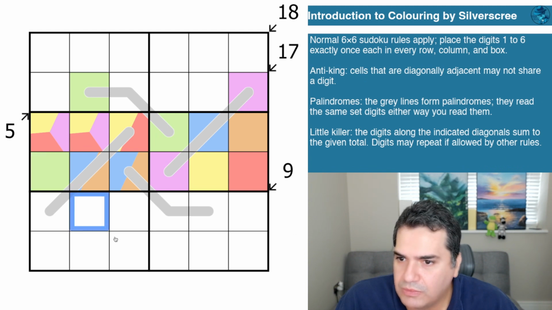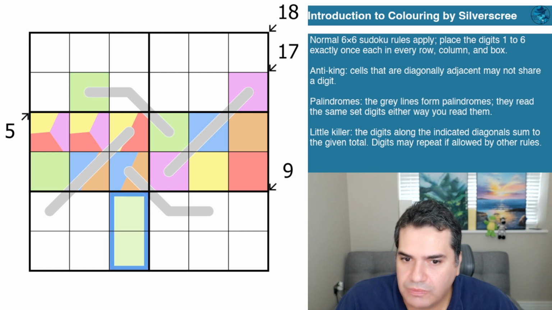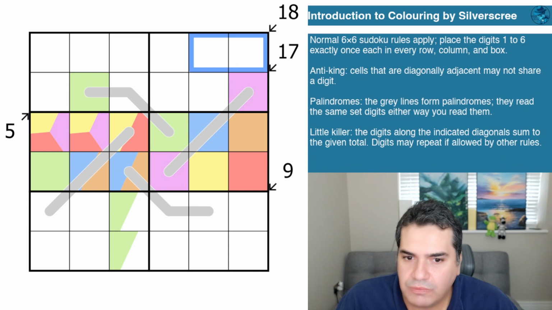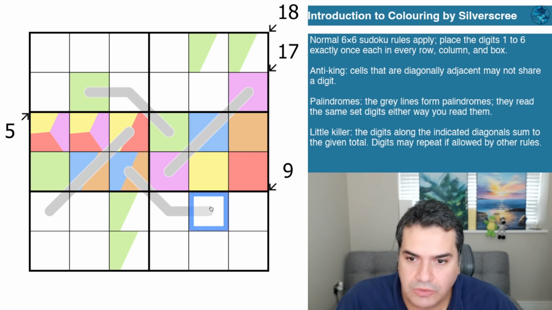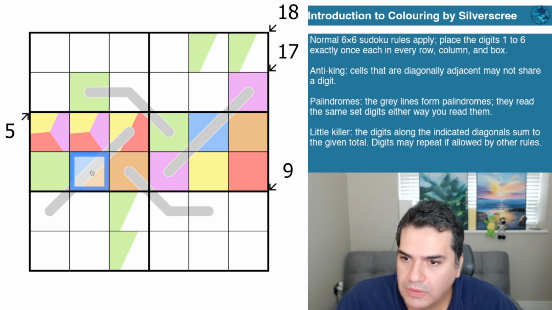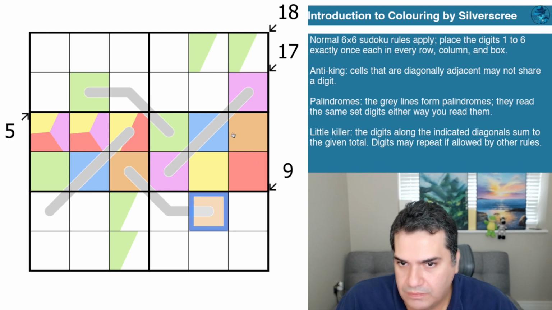We can actually place some of these digits. Green tells us that there is a green somewhere in here. A green somewhere in here. And that can't be a green, because otherwise it would repeat in this box. Can't be a blue either. Look at that. That's not blue. Therefore, that's not orange. That is orange. Therefore, we need an orange somewhere up here.